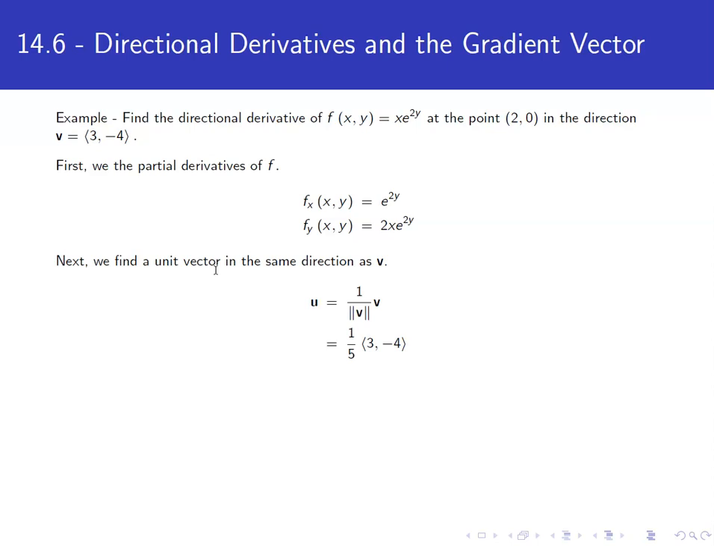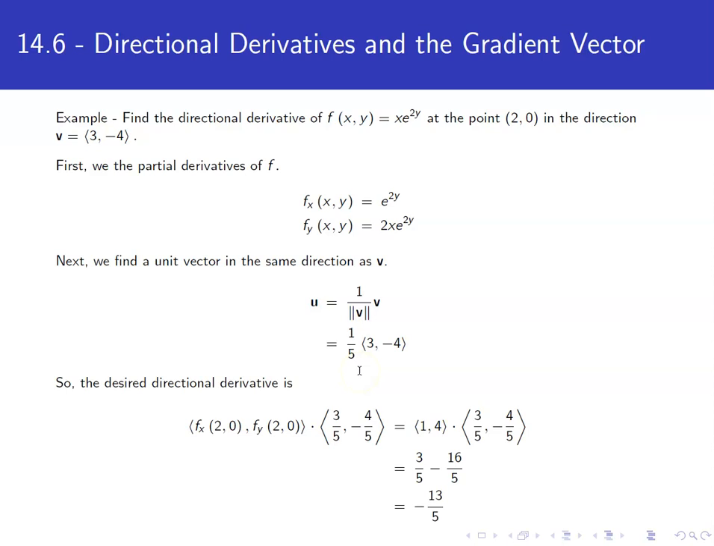Remember, for directional derivatives, we need a unit vector in the direction that we're interested in. So I need to get a unit vector in the same direction as v. So I take v and divide by the magnitude of v. So I get 1/5 of the vector 3, negative 4. Now for our directional derivative, we do the dot product of our unit vector and that vector formed by the partial derivatives. If we plug the point 2, 0 into our partials, I get 1 for the x component and 4 for the y component. And when we do the dot product there, we get negative 13/5.